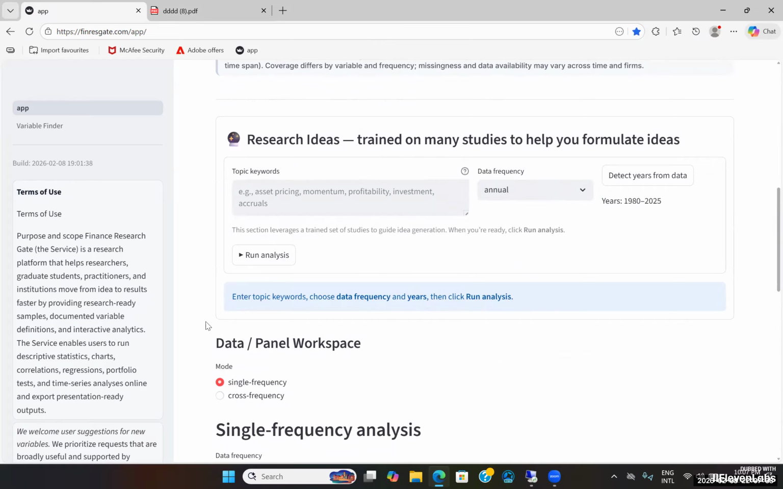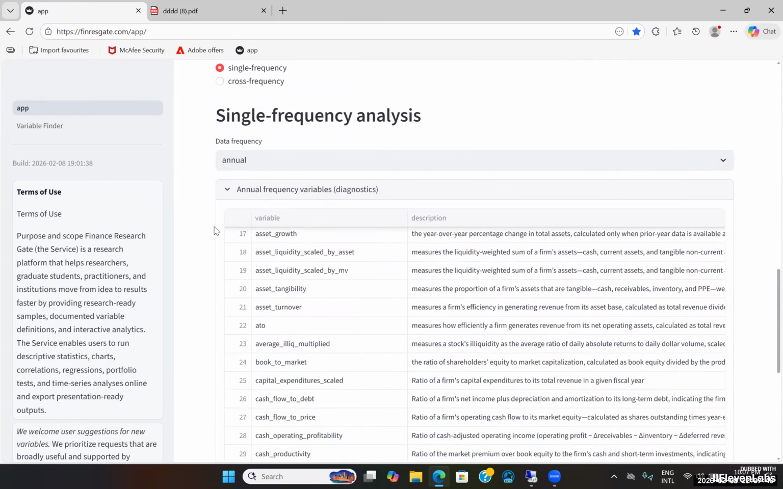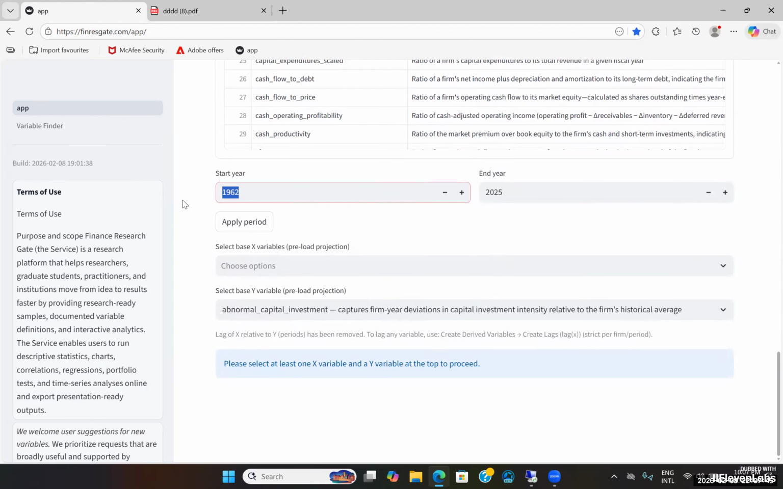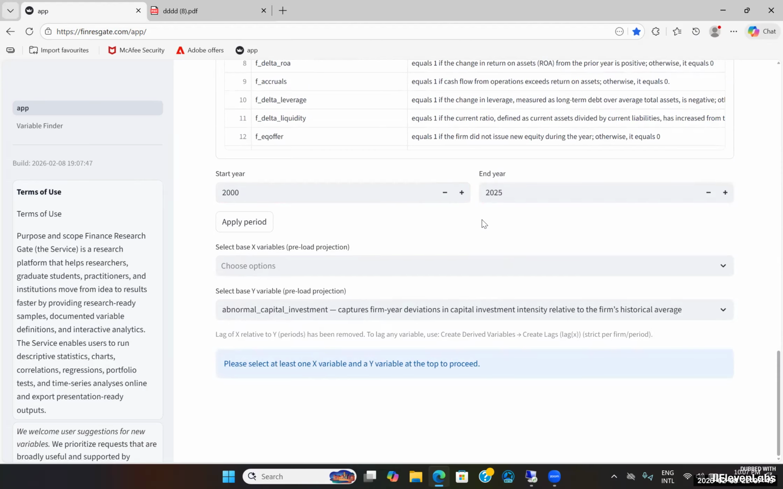I'll be setting it to a single frequency, and that'll be an annual frequency. The reason for this single frequency choice is that both the x and y variables actually share the exact same frequency. Okay, I'll begin our discussion from the year 2000 and finish up in 2024.